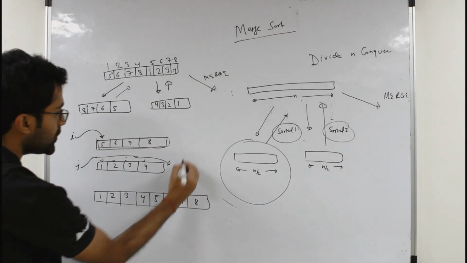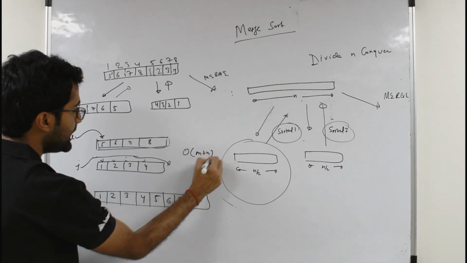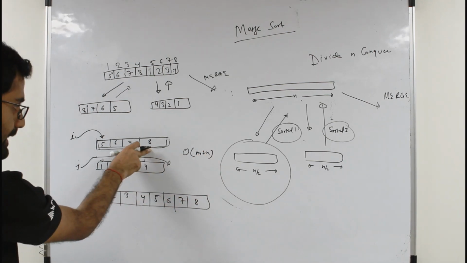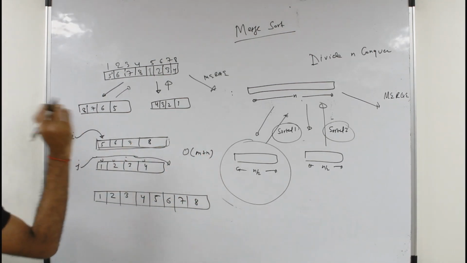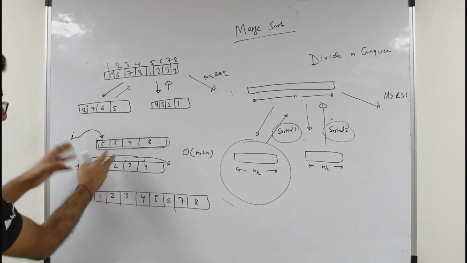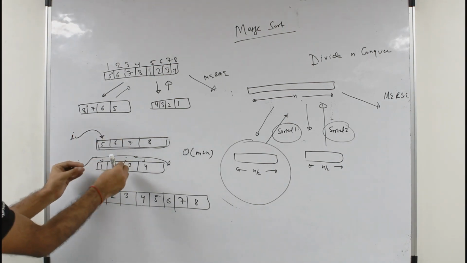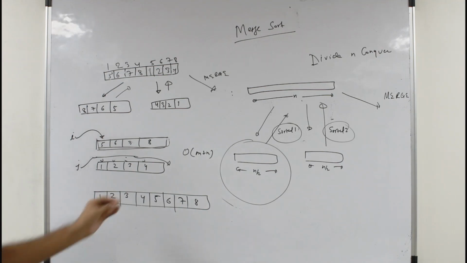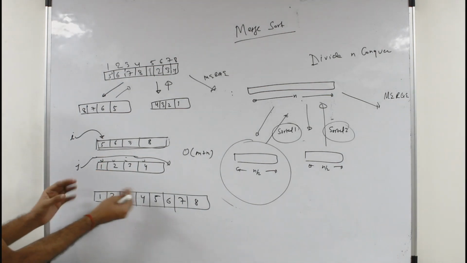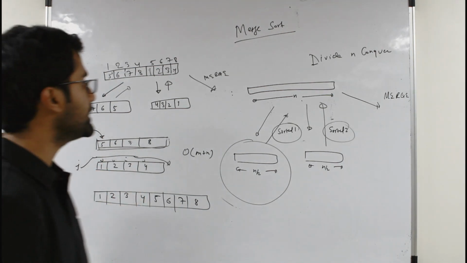The time complexity of this is order m plus n, where m is the size of the first sorted array and n is the size of the second sorted array, because you can see that every element is getting touched and pushed only once. So that is the reason.